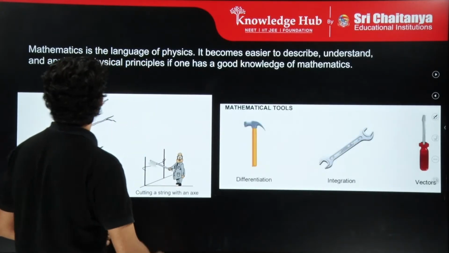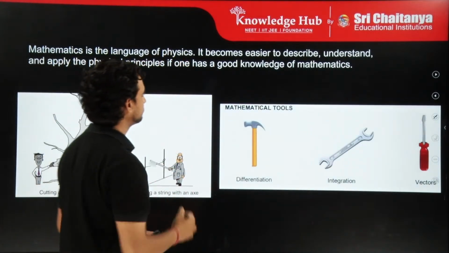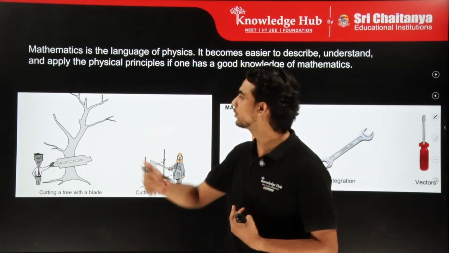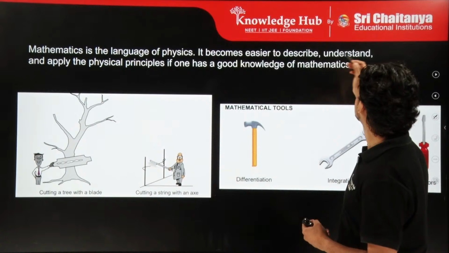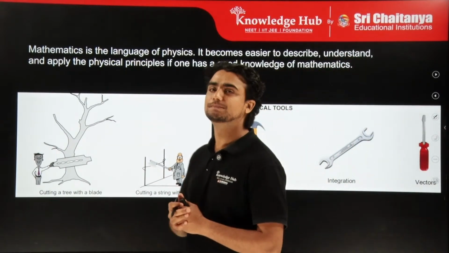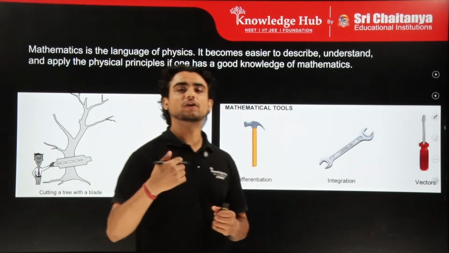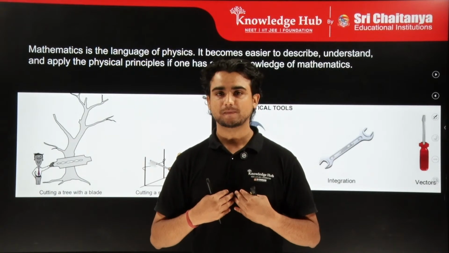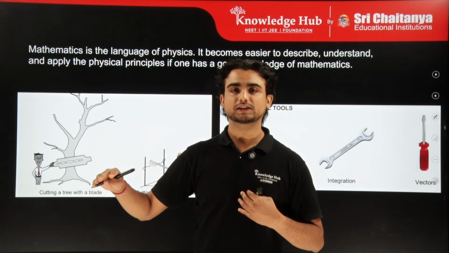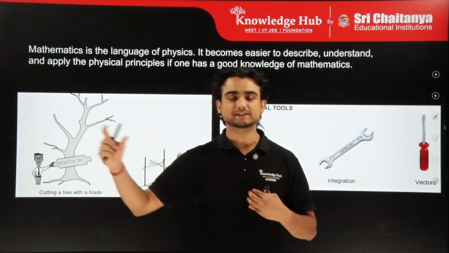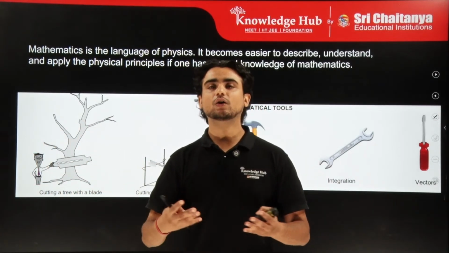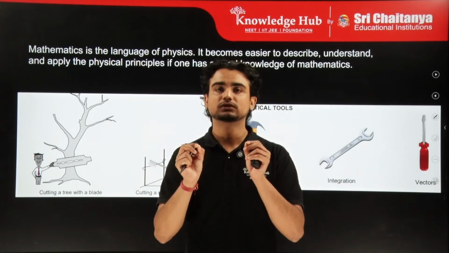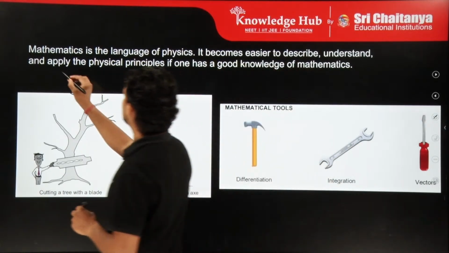So what is mathematics? Mathematics is the language of physics. The way we communicate in physics is through maths. It becomes easier to describe, understand and apply the physical principles. Let's say I am from India and I only know Hindi, and somewhere, let's suppose I go to America, and he only knows English. Now if we meet, we will not be able to communicate, right? So we need one common language. In physics, that one common language is mathematics.